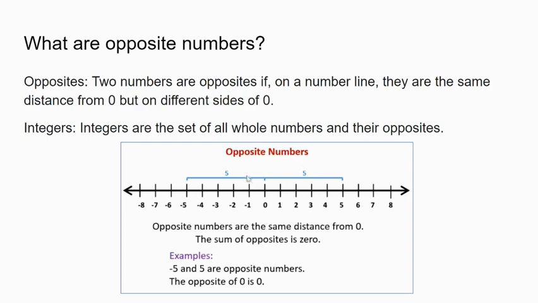So -5 plus 5 equals 0. -5 and +5 are opposite numbers. They are the same distance from 0. 1, 2, 3, 4, 5. The same distance. The opposite of 0 is 0.